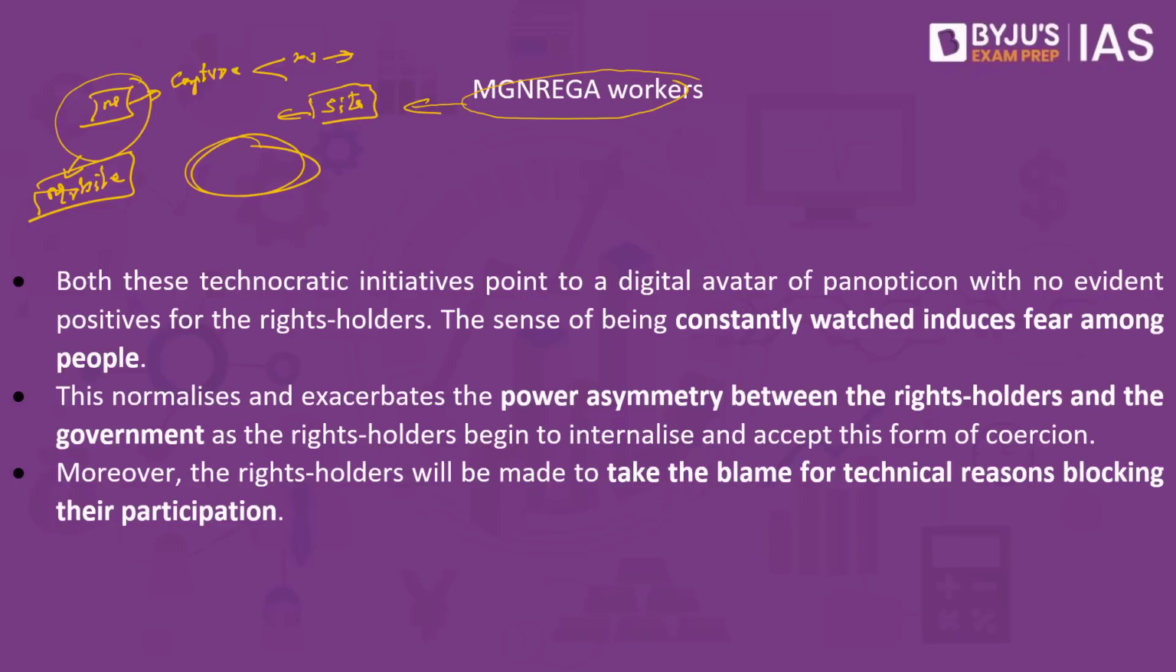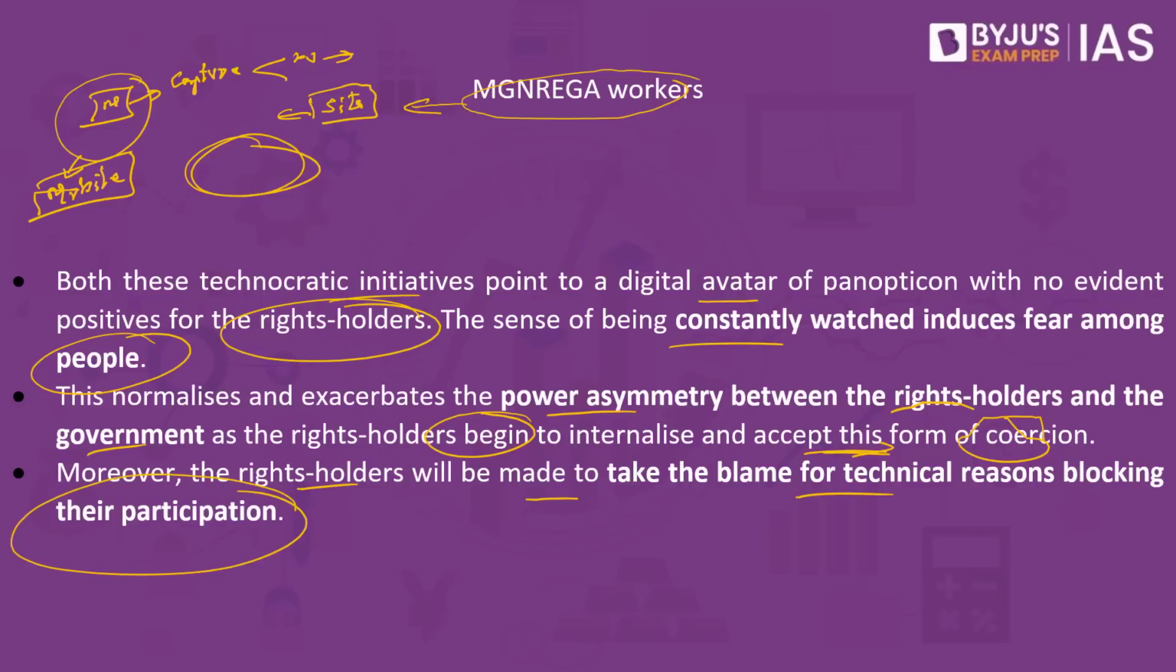So we have issues with the ICDS, and at the same time we also have issues with the MGNREGA workers, says this article. Both these technocratic initiatives point to a digital avatar of the panopticon with no evident positives for the rights holders. The sense of being constantly watched induces fear among the people as well. This normalizes and exacerbates the power asymmetry between the rights holders and the government, as the rights holders begin to internalize and accept this form of coercion. Moreover, the rights holders will be made to take the blame for the technical reasons blocking their participation as well. It is this that we have to understand with respect to this article.